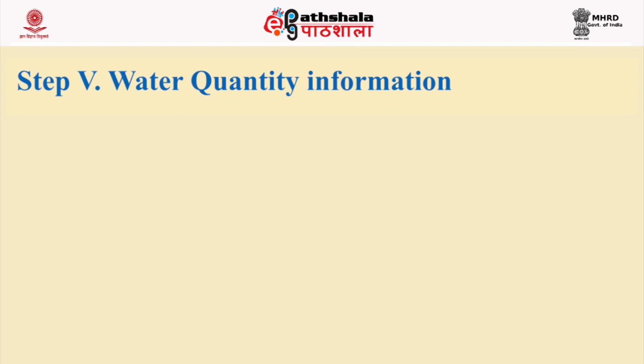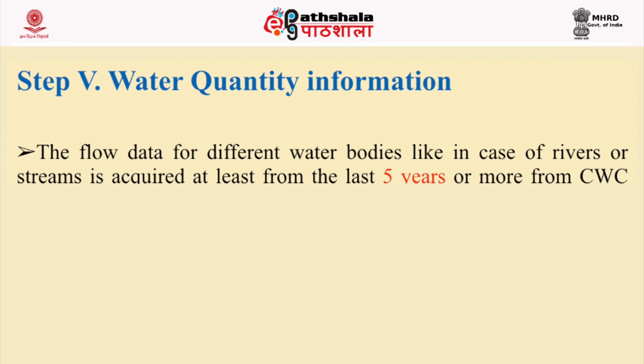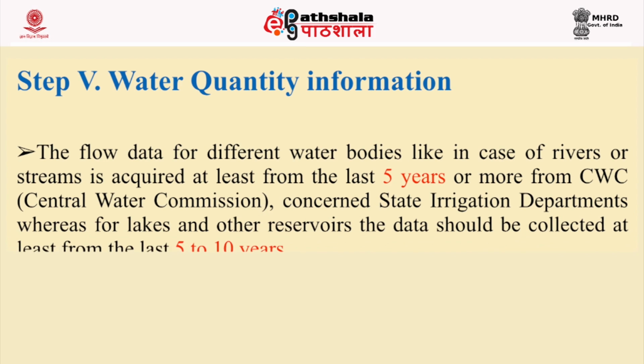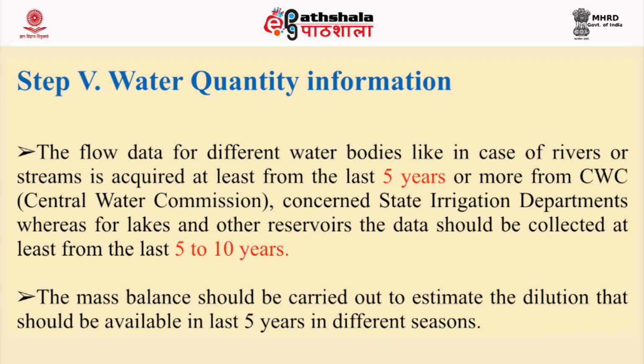Step 5 is water quantity information. The flow data for different water bodies, like in case of rivers or streams, is acquired from at least the last 5 years or more from CWC, that is Central Water Commission, and concerned state irrigation departments, whereas for lakes and other reservoirs, the data should be collected from at least the last 5 to 10 years.